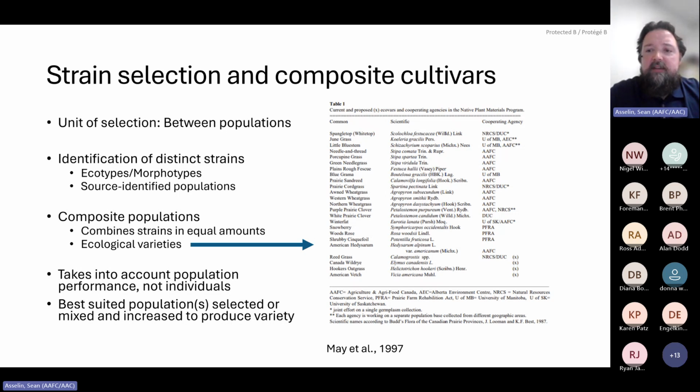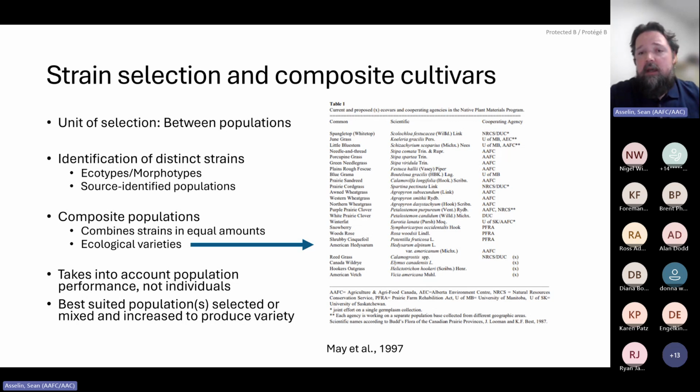Under this type of selection scheme, what we're actually doing is just comparing populations of different native species. These can be ecotypes, collected from different growing regions across Western Canada, different ecoregions, and we take a look at their performance within a given growing region. These can be ecotypes from different growing conditions, or populations that we have geo-referenced so we know where they come from. These can either be developed as source-identified seed populations outright, or multiple populations can be combined together to produce a composite population.